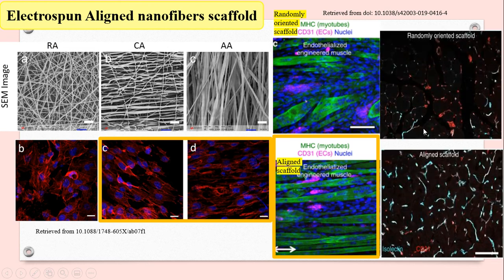This study involved transplantation of the endothelialized engineered muscle to mice with VML. The confocal microscopy image, which is this, shows higher isolectin expression, shown in this light blue color, in the aligned scaffold compared to the randomly oriented scaffold, indicating higher perfusability in the aligned nanofiber scaffold.